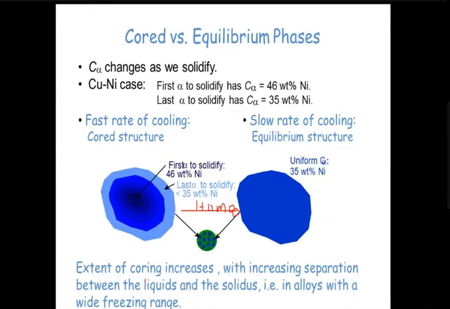But if you are looking at off-eutectic alloys, a liquid plus solid region exists, and in that case chances of coring are there. As this separation increases, you will get a more cored structure.